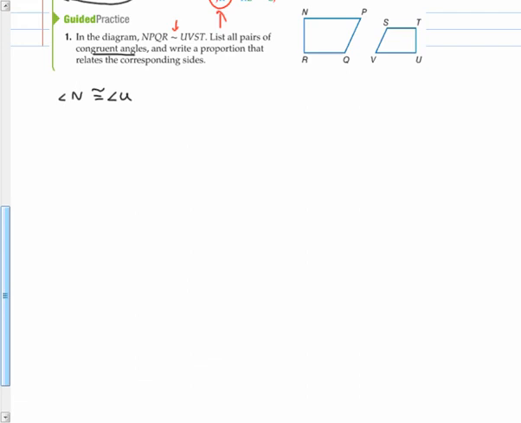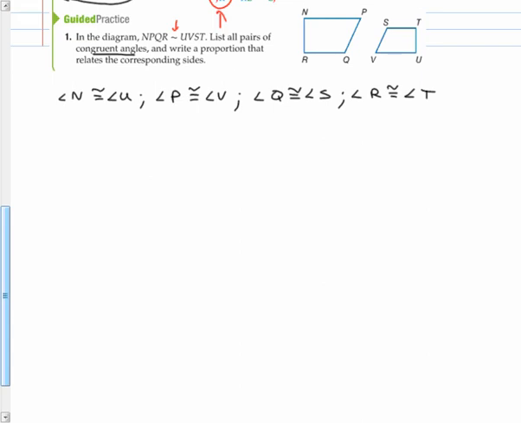So list all pairs of congruent angles. There's one. The next one, angle P, must be congruent to angle V. They match up. Angle Q is the next one, must be congruent to angle S. And finally, angle R must be congruent to angle T. Those are all the angles that match up and are congruent to each other.